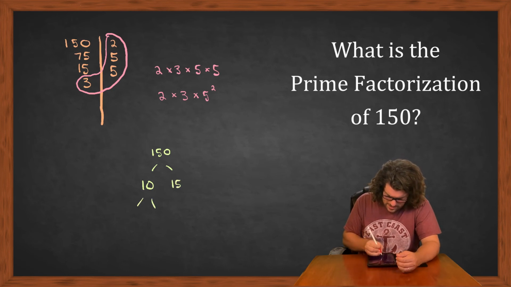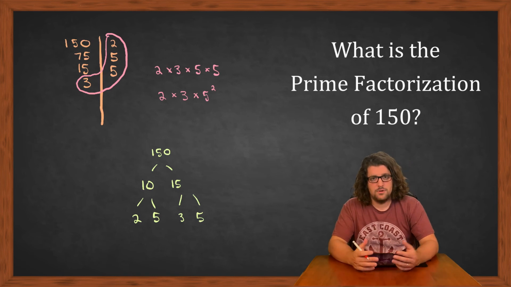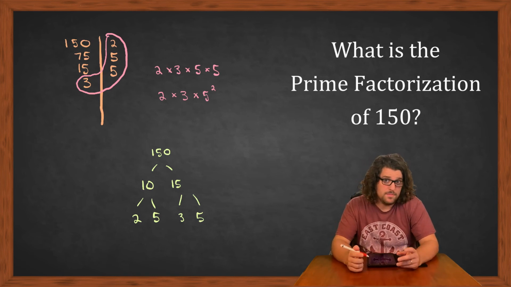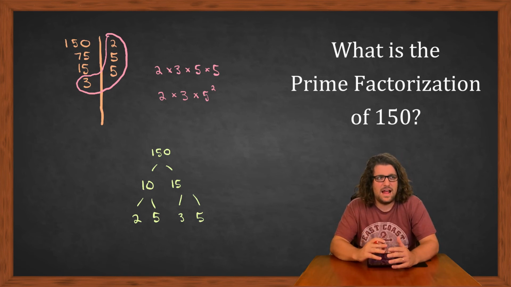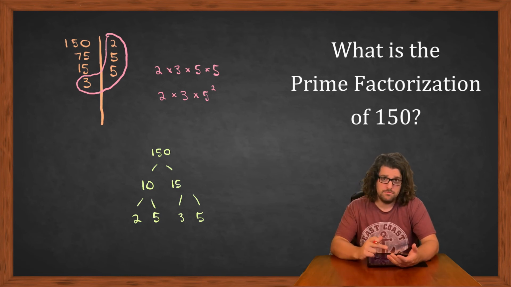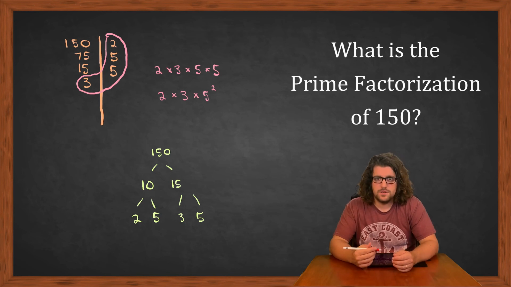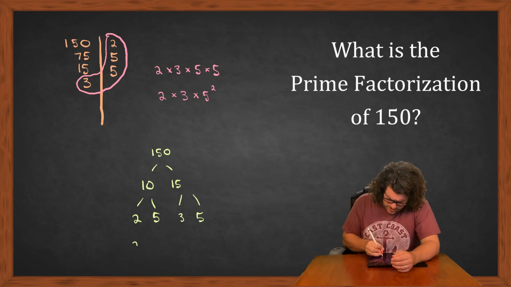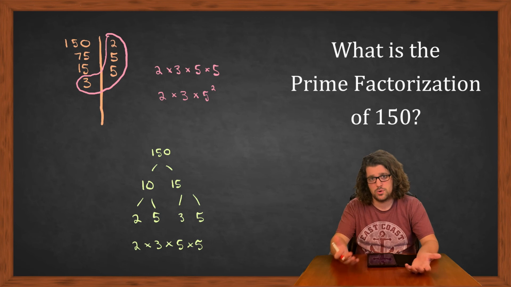And then 10 is going to factor into 2 and 5, and 15 is going to factor into 3 and 5. So now that I'm down at the bottom, what's helpful at this point is recognizing small prime numbers. So I have a 2, prime, 5, prime, 3, prime, and another 5. So I again get 2 times 3 times 5 times 5, or 2 times 3 times 5 squared.